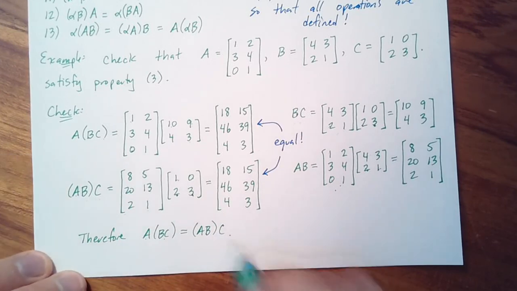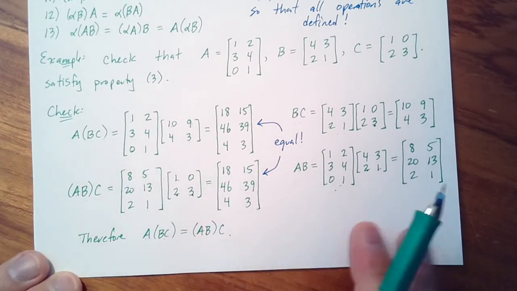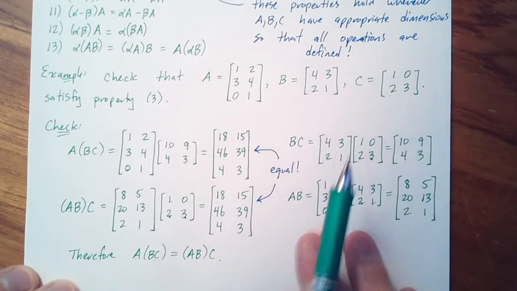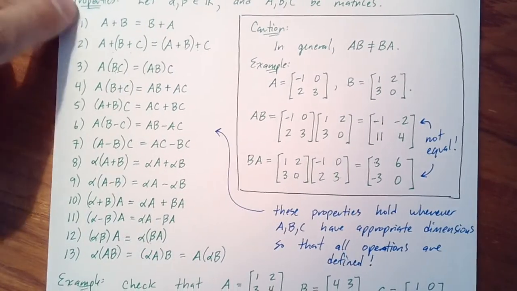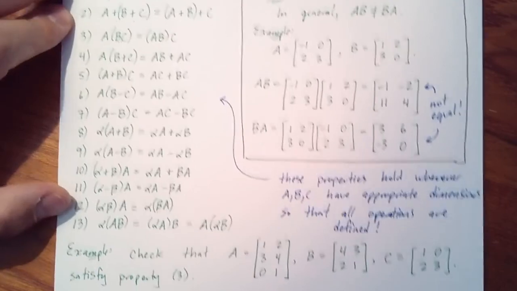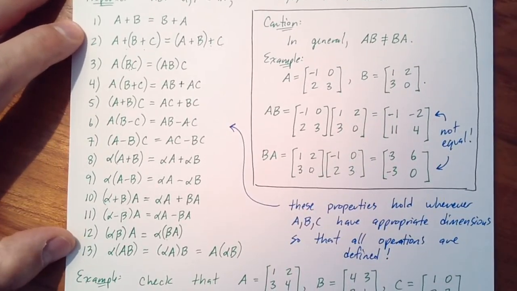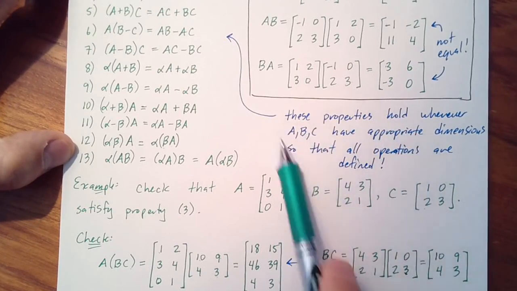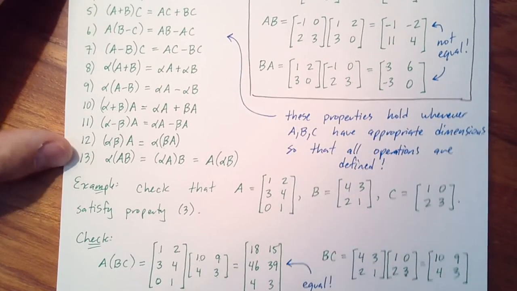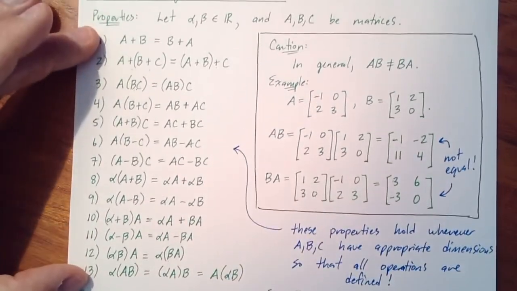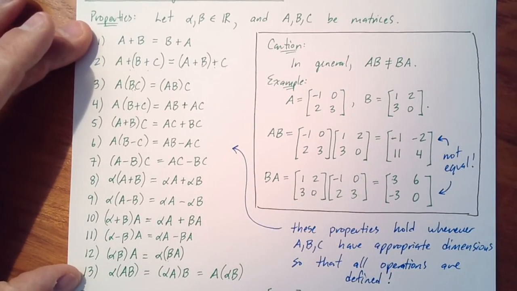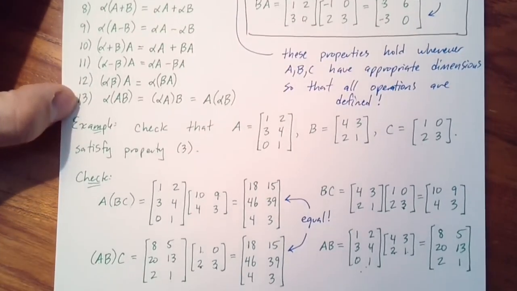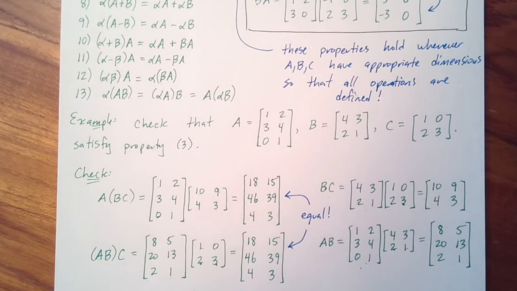Okay? At least in this case, this shows that that actually works, at least for these three matrices. But this property, along with all these other properties, these are telling you what is going to be true in general, no matter what you choose your matrices A, B, and C to be, as long as they have the appropriate dimensions, remember, so that all these operations required to write down these properties are actually defined. Okay, so that concludes that example.